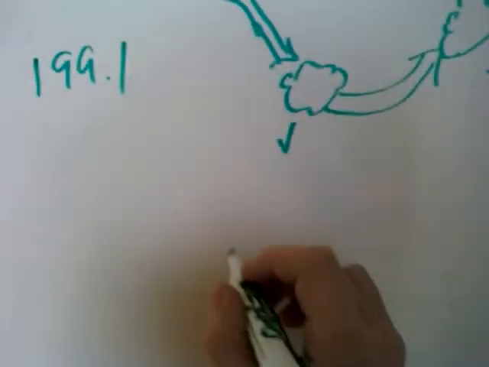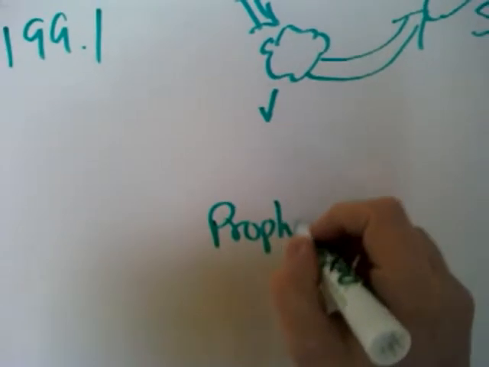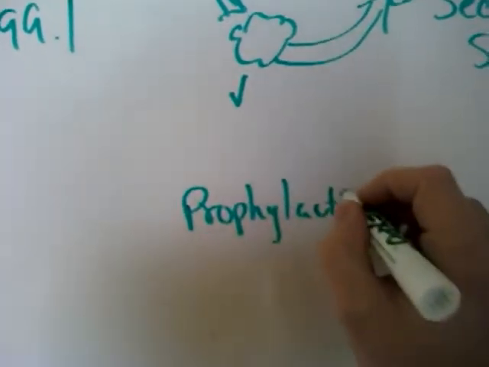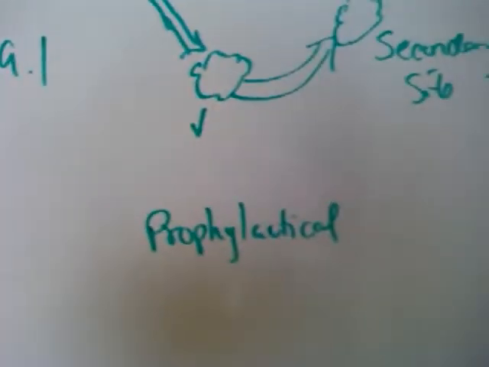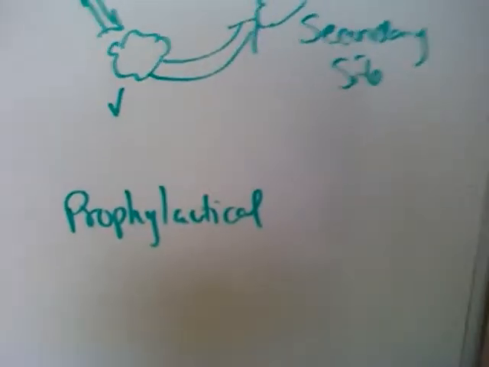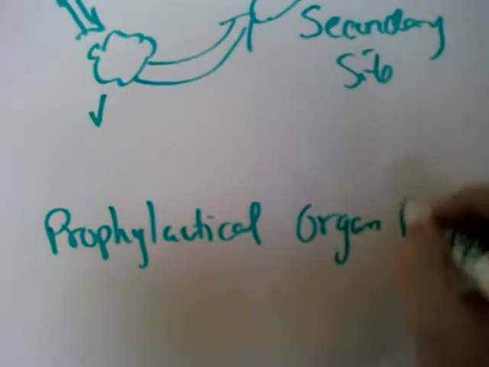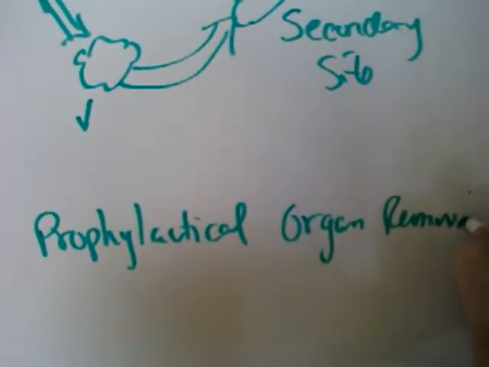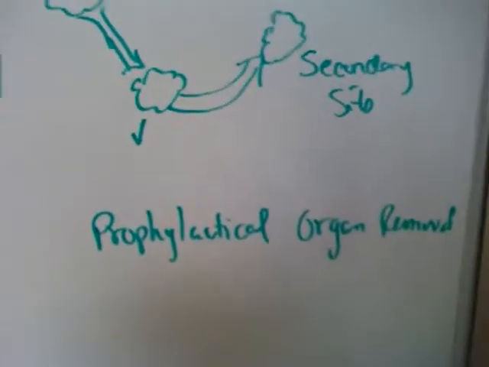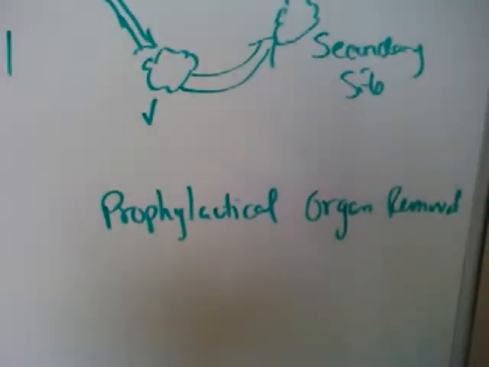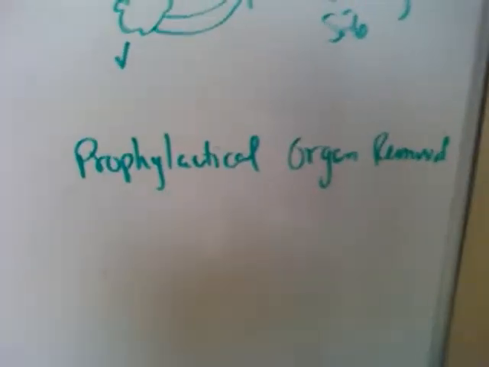The last thing we're going to go over is prophylactic, which, in case you don't know, prophylactic is just you're doing it ahead of time before it becomes a problem. Organ removal. Okay, we do not use neoplasm codes for this. We're going to use 3 V codes.